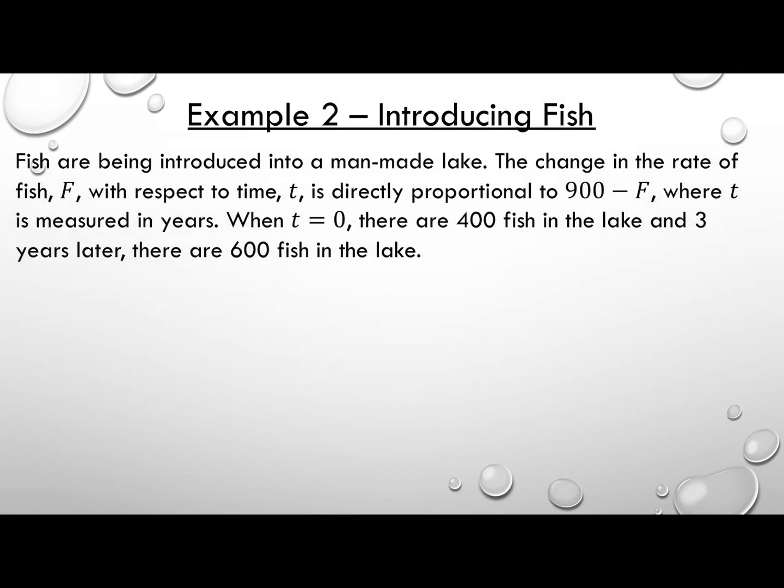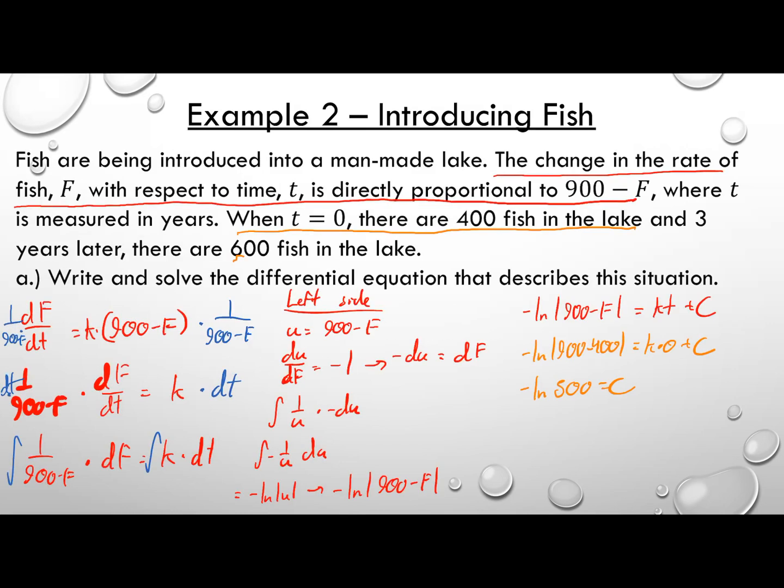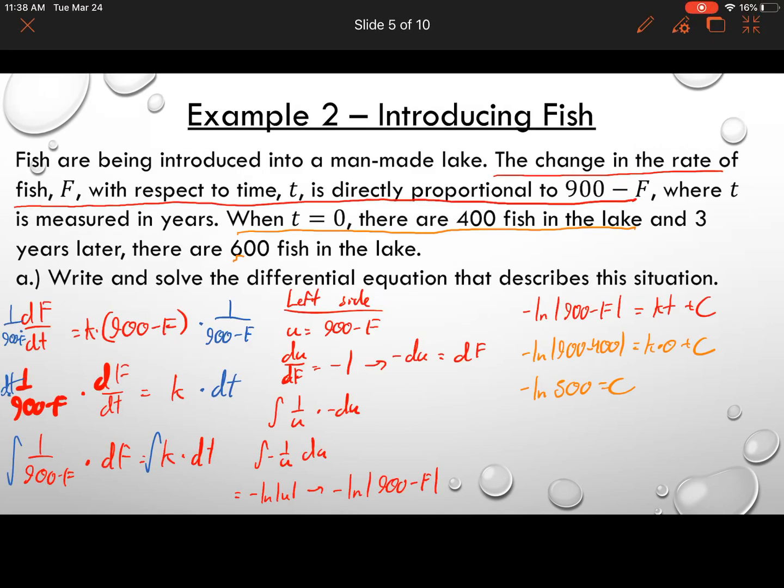Let me check what part B is asking us to find. Okay, no, sorry about that. So the natural log, 900 minus f, absolute value, is equal to kt minus the natural log of 500. Now we still have to find k, and we're going to do that by using this other piece of information, which is that 3 years later, there are 600 fish in the lake. So let's find k now.